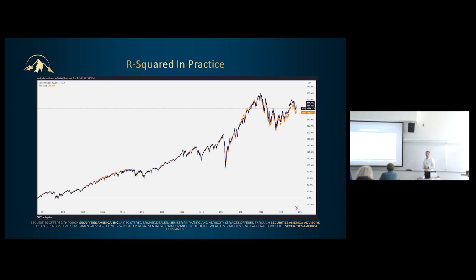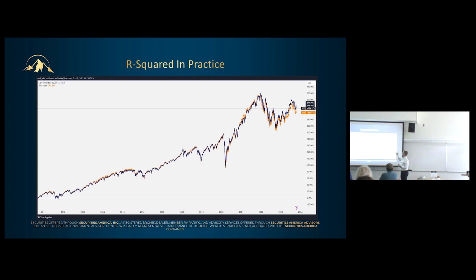It's going to be almost 100, because if you look at the overlap, like we said before when we were talking about beta, it's almost the same thing. We're almost looking at the same investment. So we would expect our R squared to be very high.